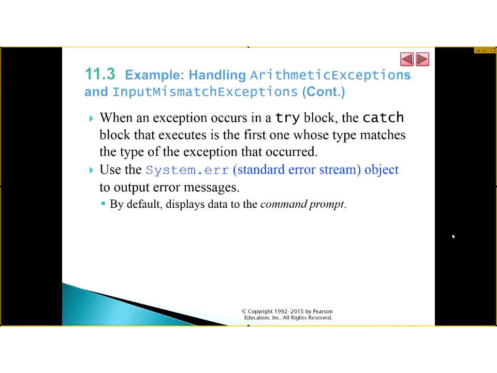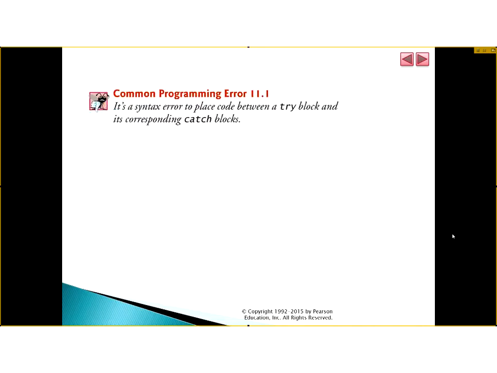The system error, standard output, that's why it turns red. System.out is a buffered printing to the console. System.error is unbuffered. System.out is black, as we know. System.error is red when you do that. You cannot put code between the try and the catch. The ending brace of try has to be right before the catch word when you do that.